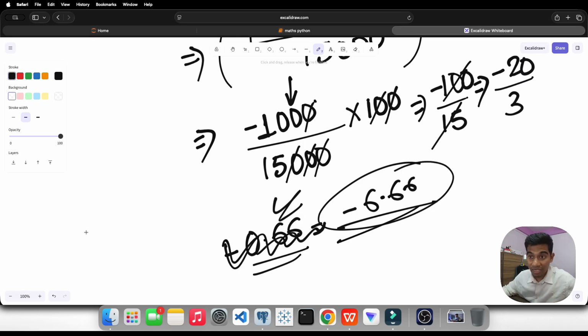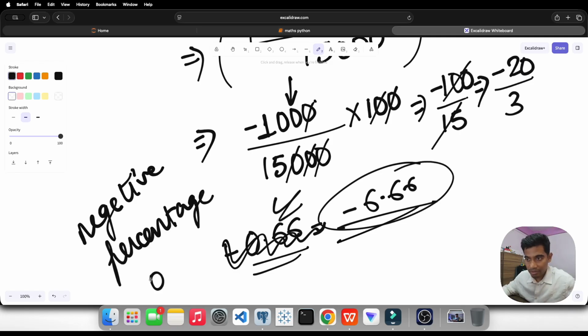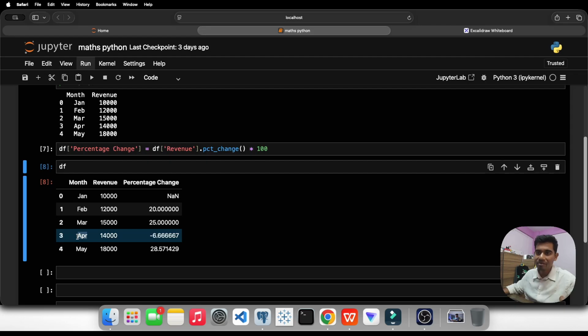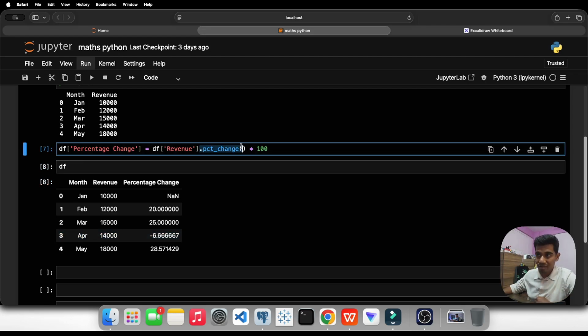So in this way we have found out the negative percentage output, right? Because there is a loss in the current month, I mean in the April month in comparison to March, right? So in this way we can easily find out the percentage change with the help of one built-in function, and this function is from pandas. So with this function you can easily do this calculation, but for the percentage change you have to do it manually like we did, right?